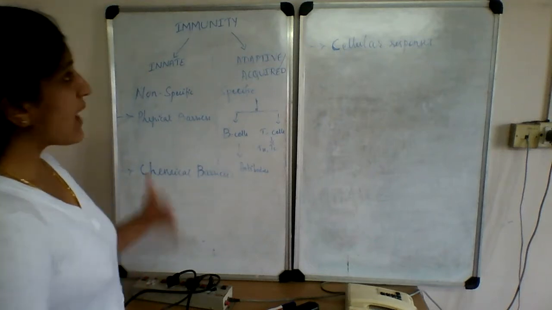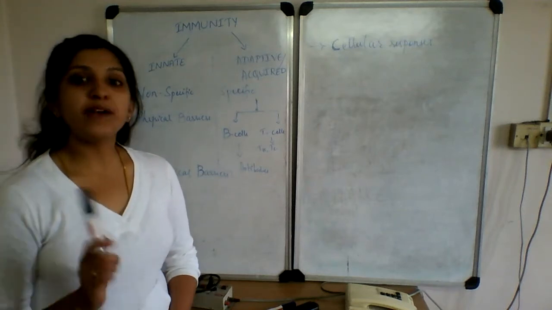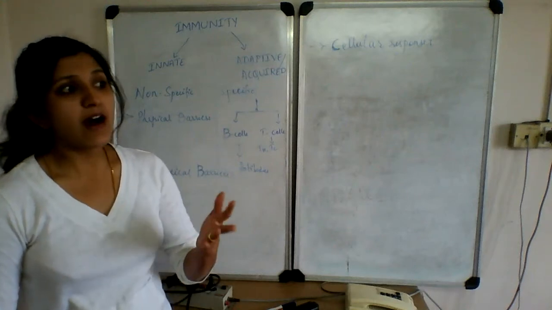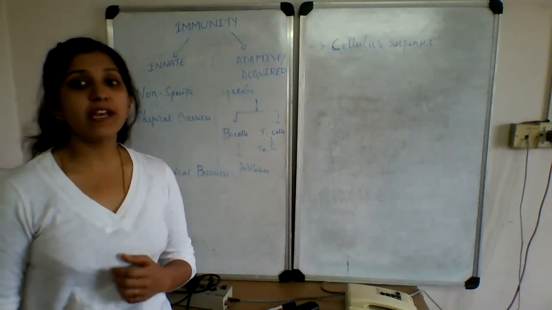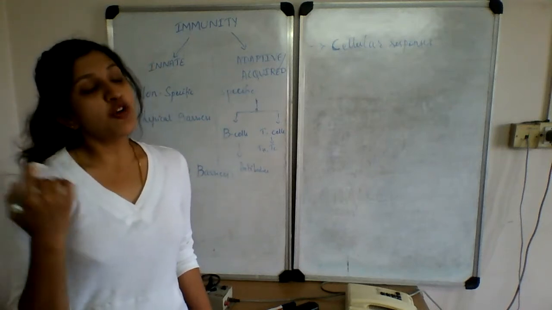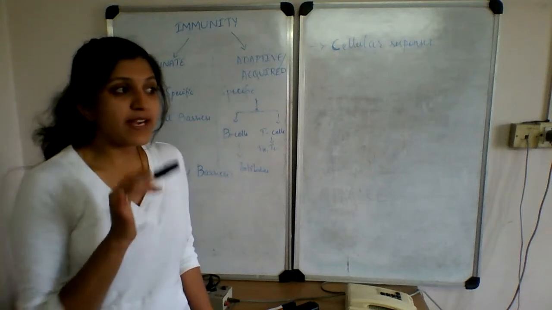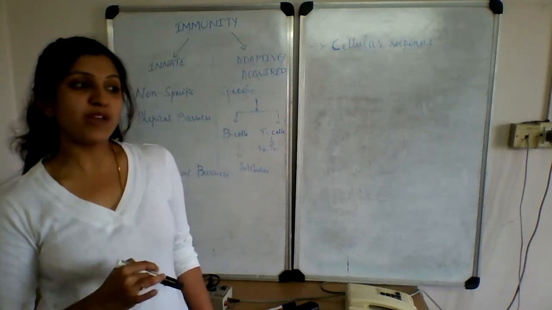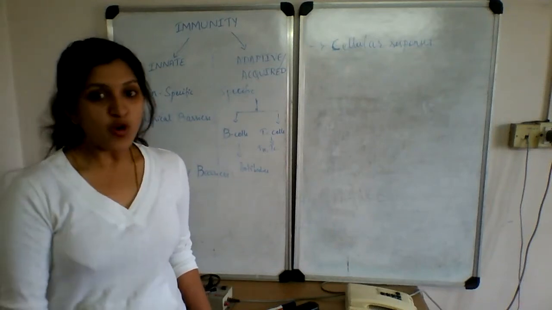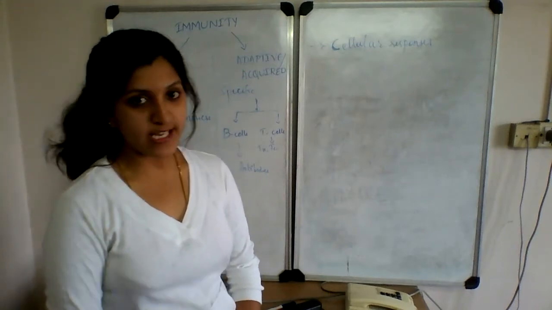It should also be able to differentiate between self and non-self molecules. Our body should be able to differentiate the molecules which belong to us, and also the molecules which do not belong to us. If it recognizes a self molecule as a non-self molecule, that leads to an autoimmune disorder. We'll study autoimmune disorders in the next videos.